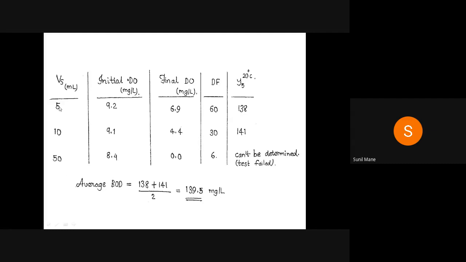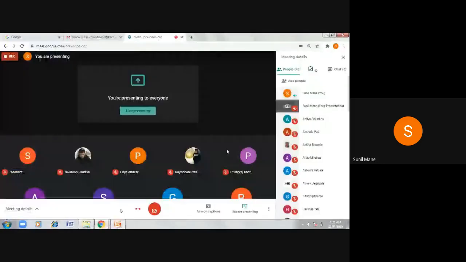We are just varying the dilution factor. We could also take the whole sample, but right now the three samples have been prepared. After preparing these three samples, we are going to calculate the dissolved oxygen of the mix. Now, how do we calculate the dissolved oxygen of the mix?